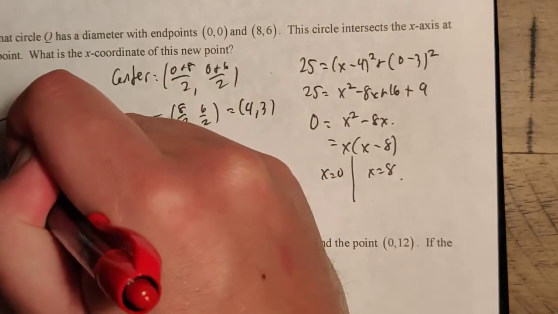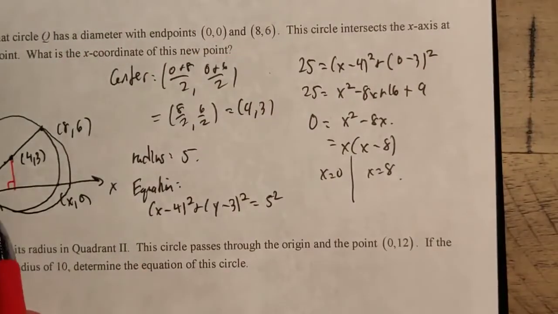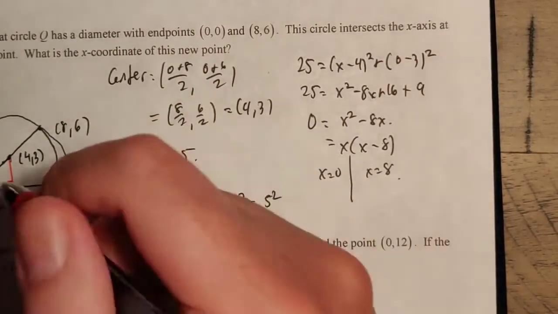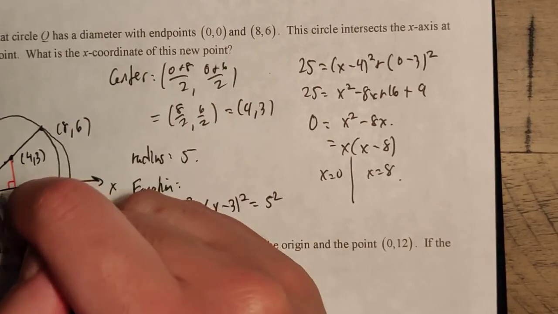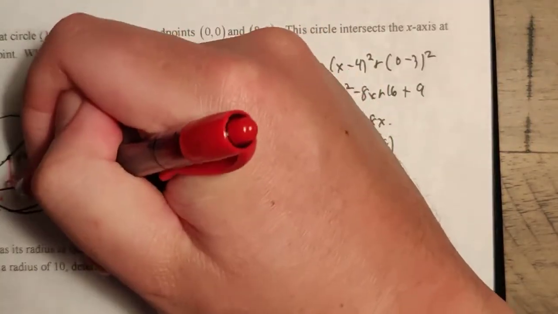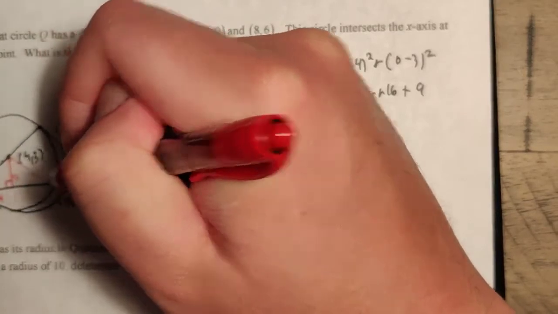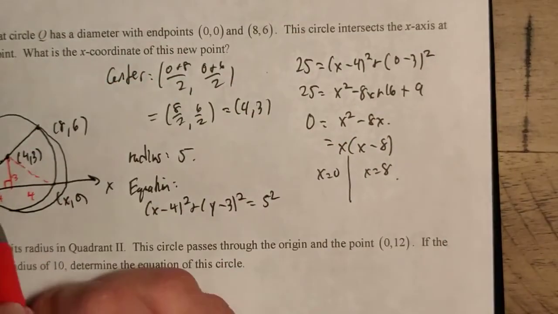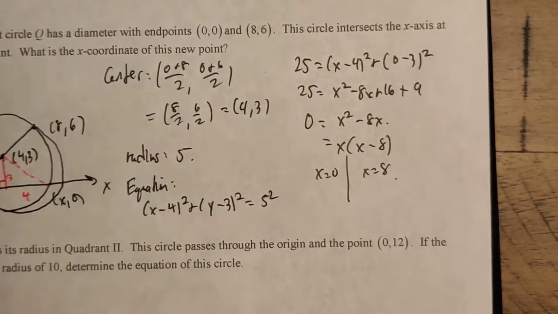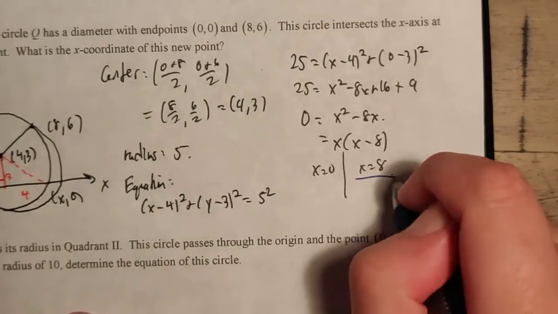Take a look here. Another way to think about this, ladies and gentlemen, is that the x-axis acts as a chord for the circle. This is 4 and 3, so we can just consider this as reflecting this triangle over this vertical portion of the radius, and we get 4 and 3 as well. That means it's also going to be 4 units away like this, so it's going to be a total of 8 units away. So in this case, the x-coordinate of the new point is 8.